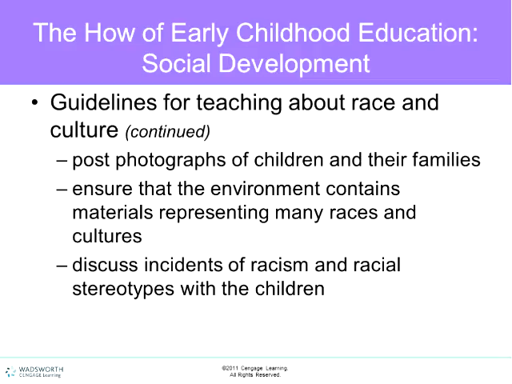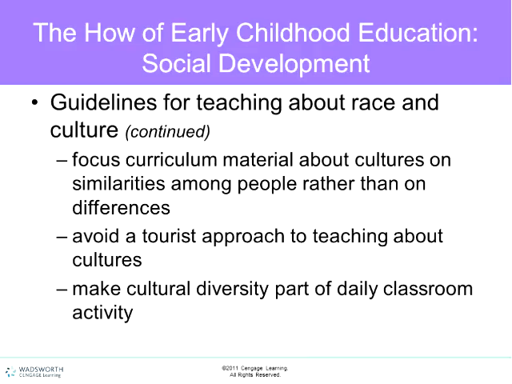Another thing you can do is post photographs of children and their family, all different shapes, sizes, colors. Ensure that the environment contains materials representing many races and cultures. So we want posters up on the wall. We want books about different cultures. Discuss incidences of racism and racial stereotypes with children. Not in a lot of detail, but it's fine to touch on this and talk about the good and the bad and the situations of what might be going on.